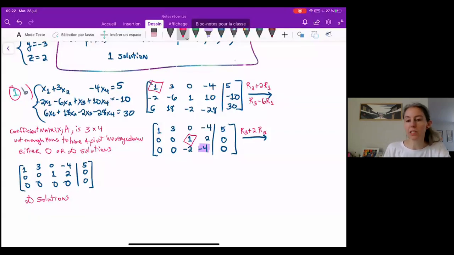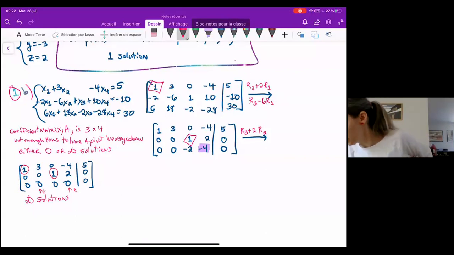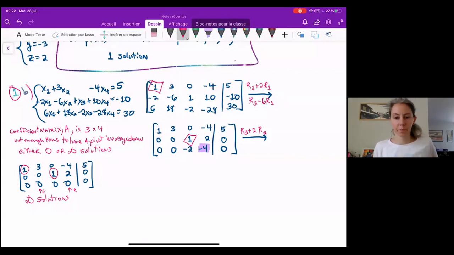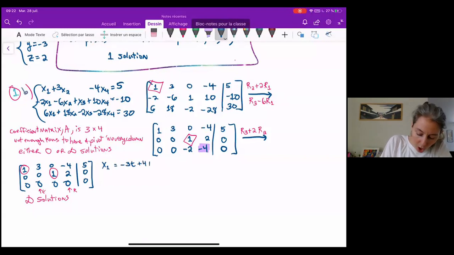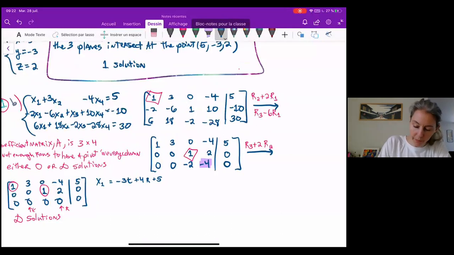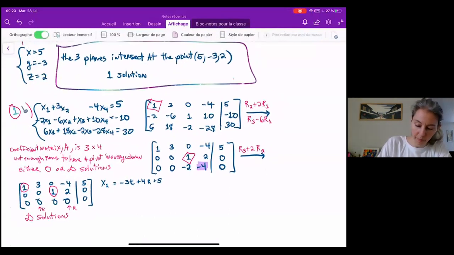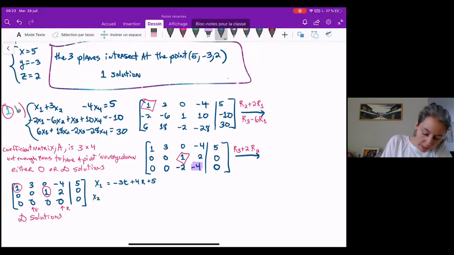Okay, infinite solutions, and how many pivots do I have? 2, which means I have 2 free variables. That's a t and that's an r. So my x1 is equal to negative 3t plus 4r plus 5. My x2, oops, is a free variable. So x2 is equal to t.